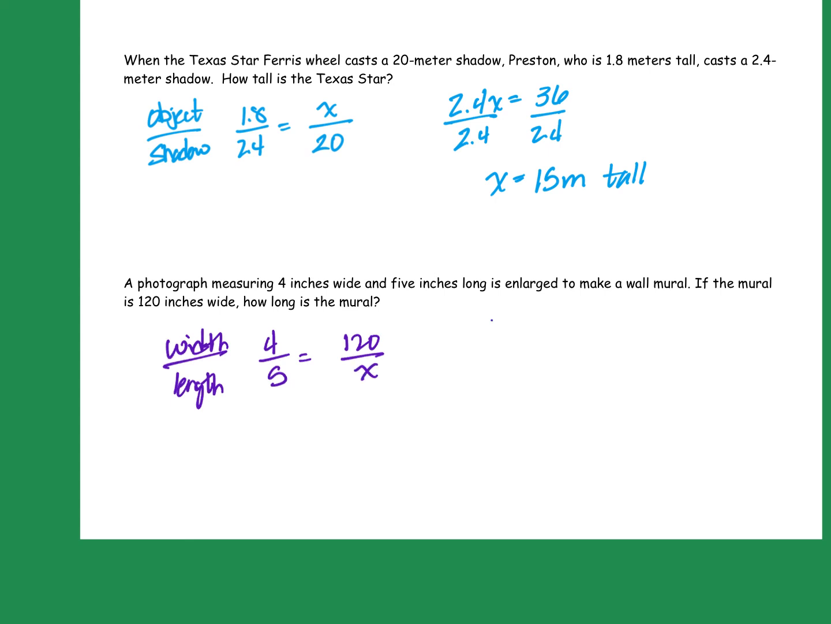So I've got 4x equals 600, divided by 4. X is going to be whatever 600 divided by 4 is. Sorry, 150. 150 inches long.